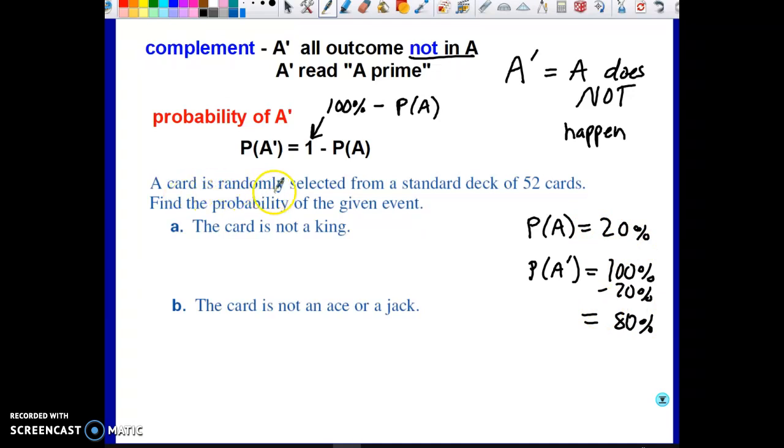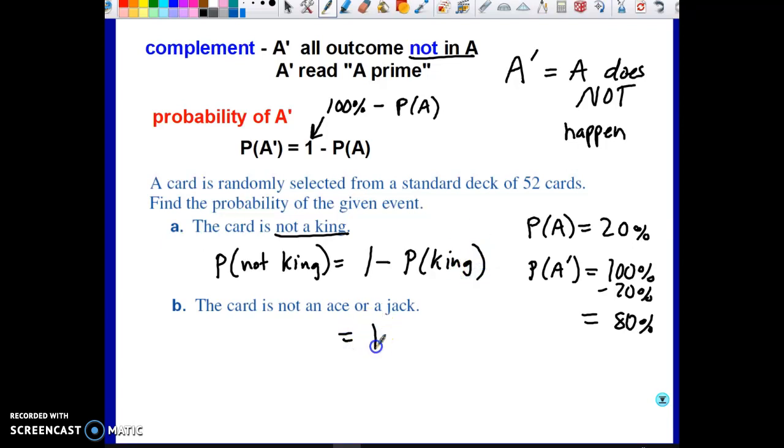Let's say, for example, a card is randomly selected from a standard deck of 52 cards. Find the probability the card is not a king. Probability of not king would be 1 minus the probability that it is a king. Well, how many kings are there? There are 4 kings out of 52. 1 minus 4 out of 52, that's 52 over 52 minus 4 out of 52. Well, that would be 48 out of 52, or in other words, 12 out of 13.